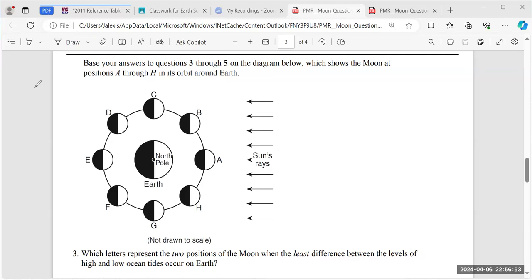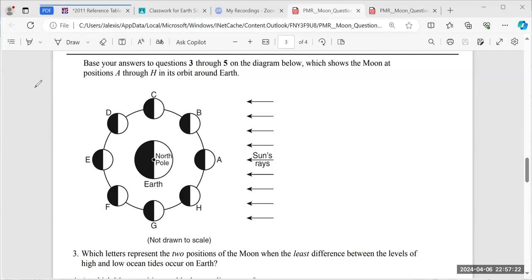So it says, for number 3, which letters represent the two positions of the moon when the least difference between the levels of high and low ocean tides occurs on Earth. All right. So there are two different types of tides, right? You have spring tides and neap tides.